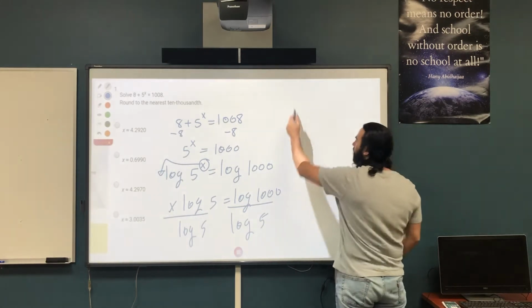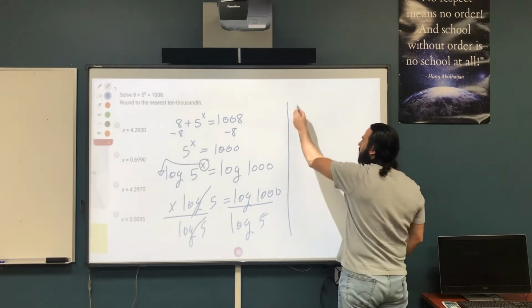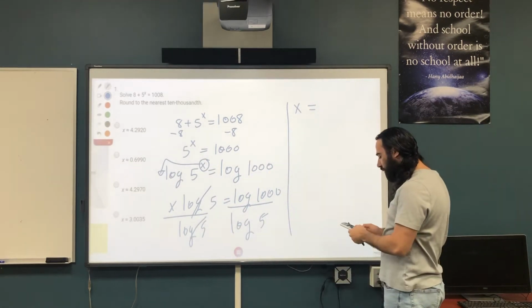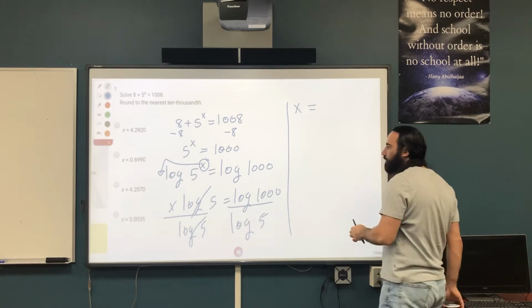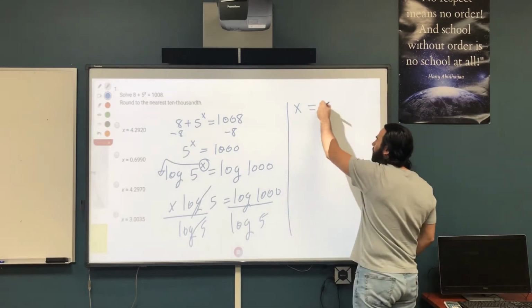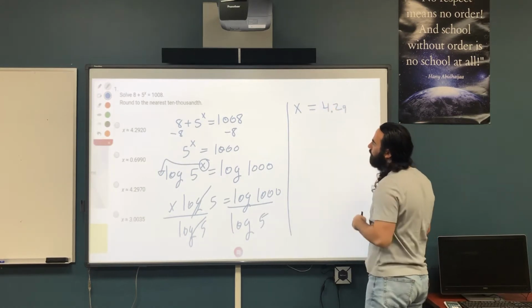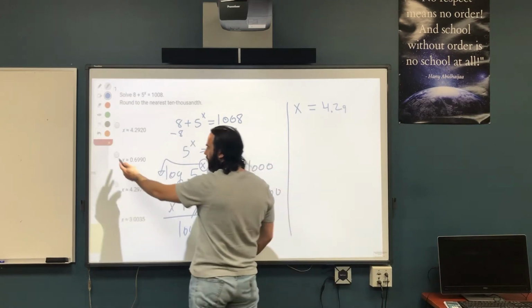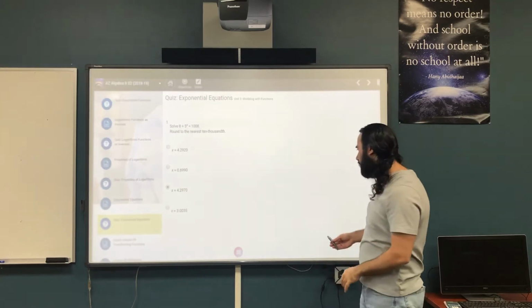And now log 5 cancels out with log 5. I'm left with x equals log 1000 divided by log 5. And the answer is 4.29. And as you can see, the third choice is the answer. That is it. Okay, let's go to the next one.